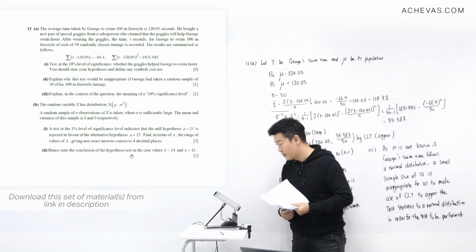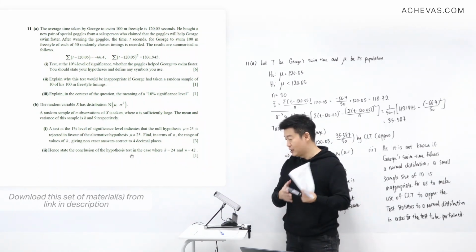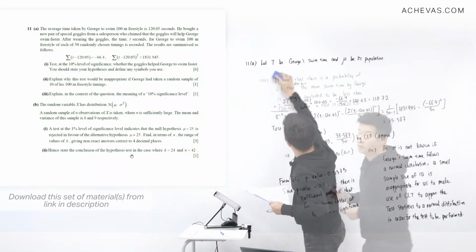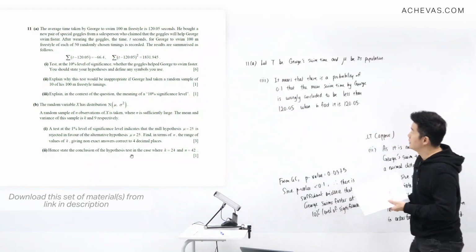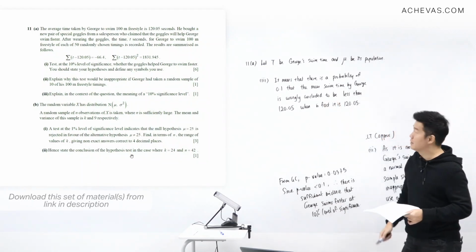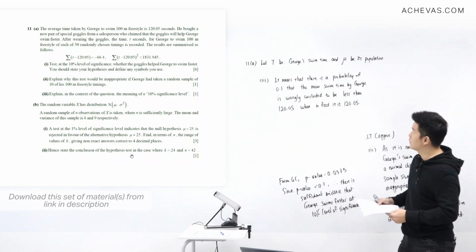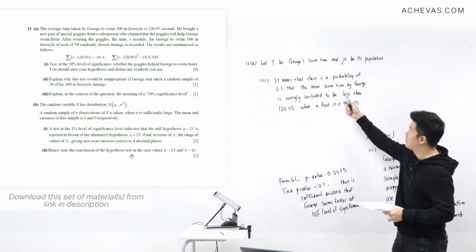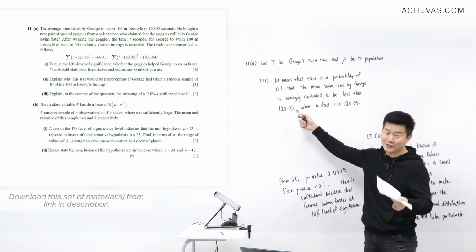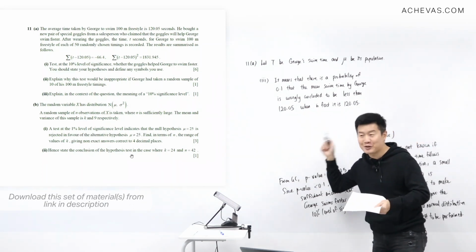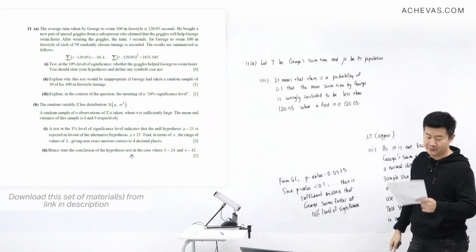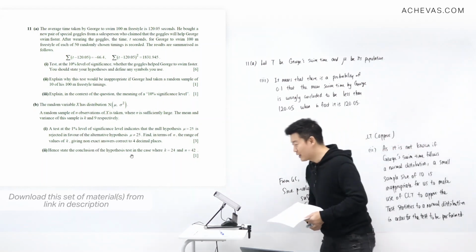And in part 3, explain in the context of the question what is 10% level of significance. This is easy. Let me write it down here. So in part 3, this is my answer. It means that there's a probability of 0.1 that we conclude wrongly that the mean swim time is going to be less than 120.05 when it is in fact 120.05. Okay, let's move on. Let's take a look at B.